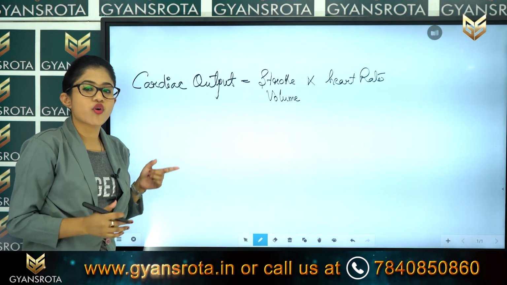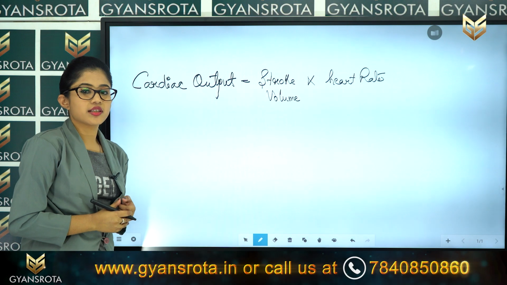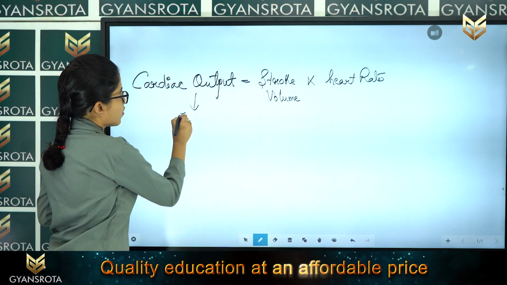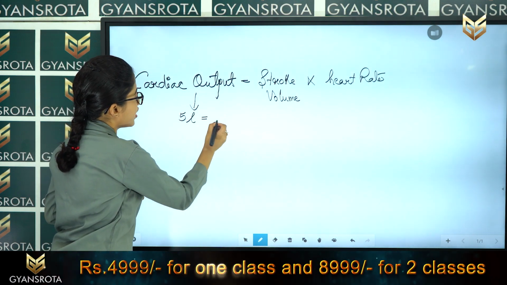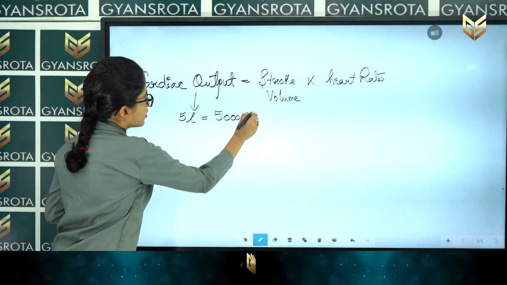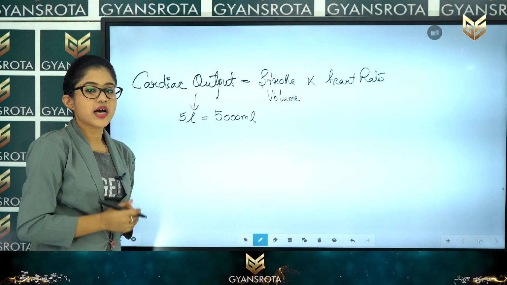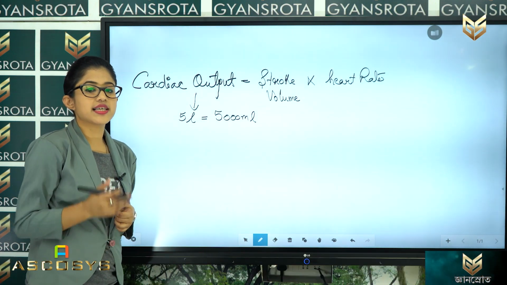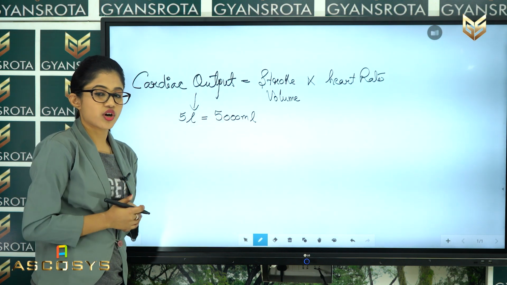Have you remembered this formula? So in the question the cardiac output has been given. Cardiac output is 5 liter, which is equal to 5000 milliliter, and the stroke volume is not given, but it has given the blood volume in the ventricles at the end of diastole and at the end of systole.